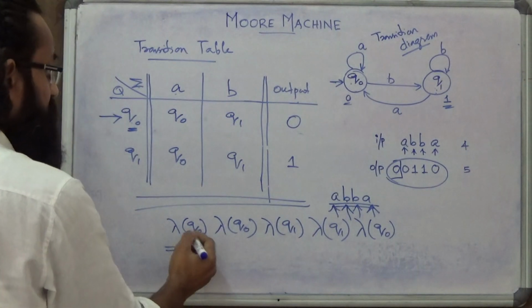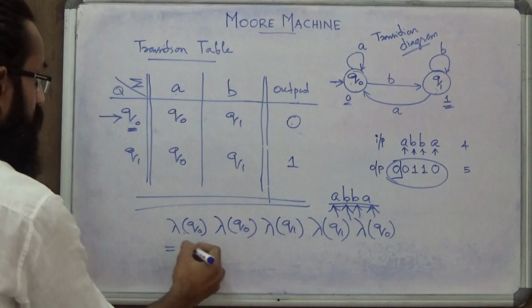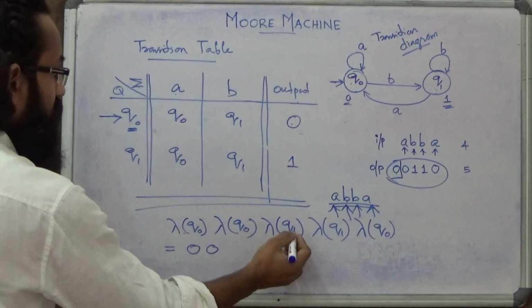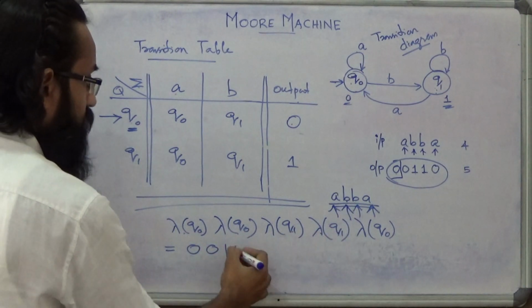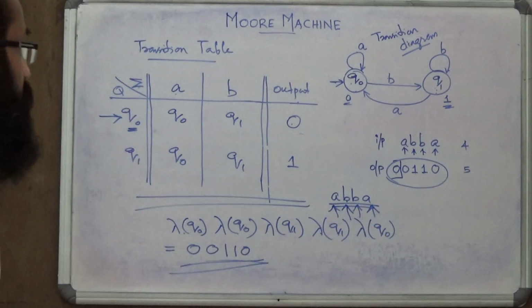This will be equal to, what is lambda(Q0)? Lambda(Q0) is 0. Lambda(Q1) is 1. And lambda(Q0) is 0. That's it.